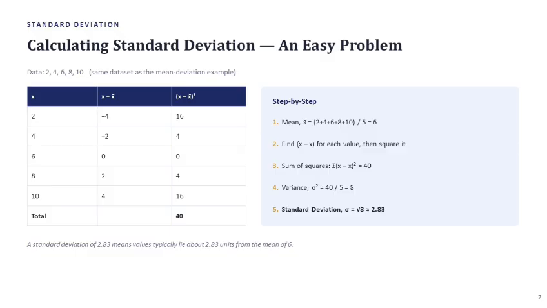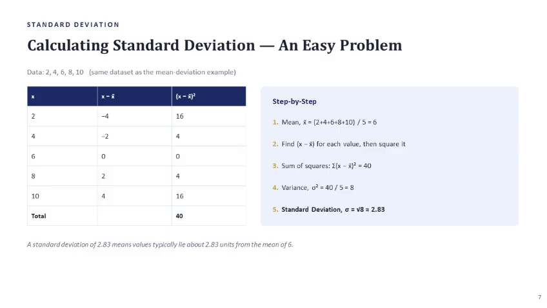Therefore, we are going to consider the second column, X minus X bar. We know already the value of X bar is equal to 6. Therefore, X minus X bar is 2 minus 6, which is equal to minus 4. 4 minus 6 is equal to minus 2. 6 minus 6 is equal to 0, and so on.